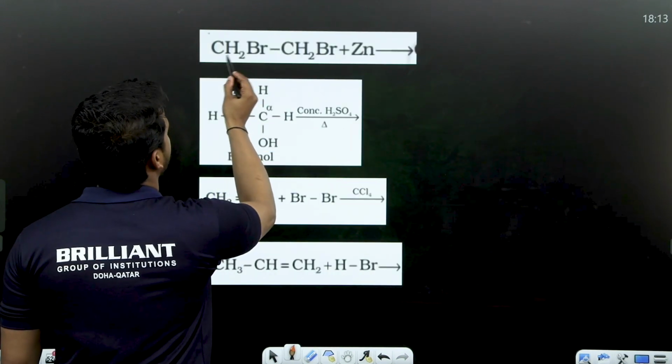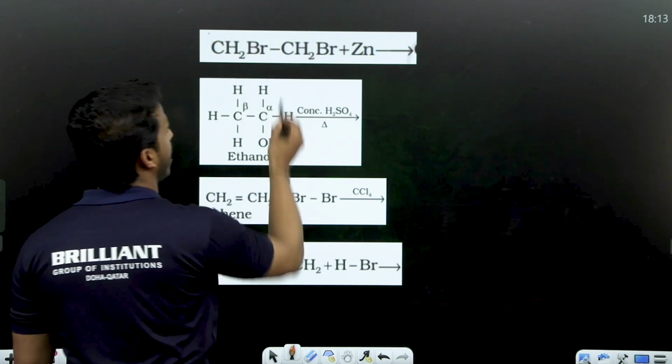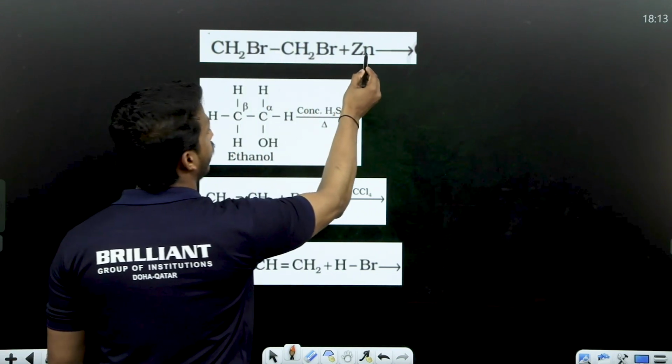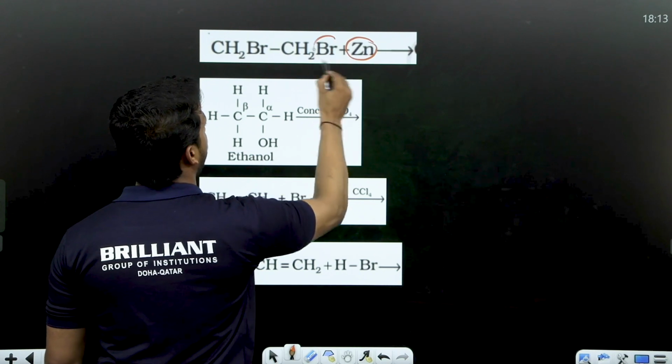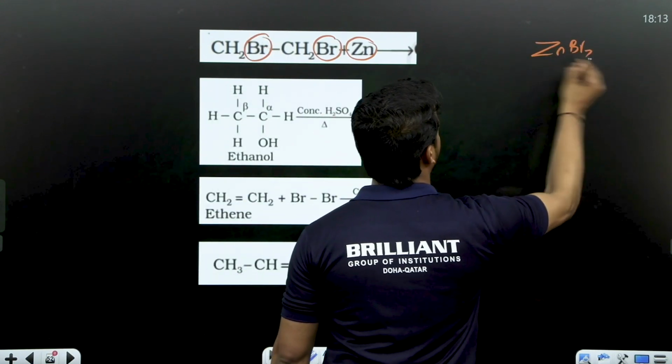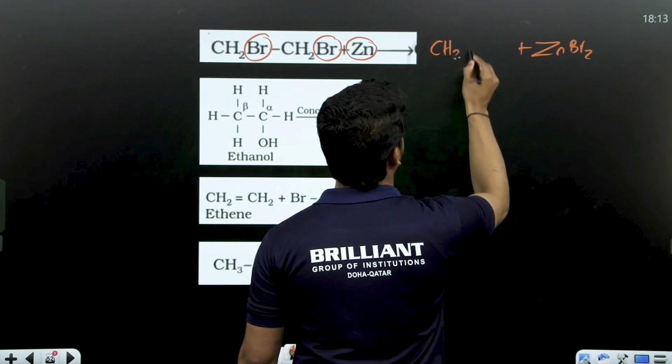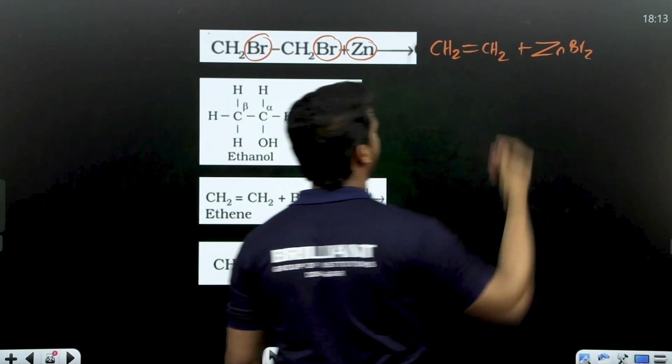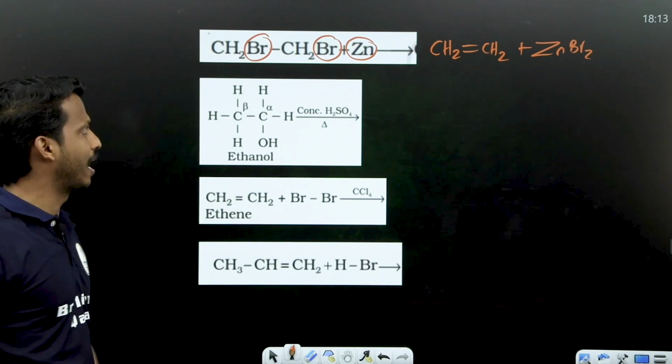Next one. What happened? What is this compound? CH2Br, CH2Br. It's a vicinal dihalide treated with zinc. Zinc will take both of the bromines. You will get ZnBr2 out. What is the product? CH2=CH2. It's a preparation of alkene from vicinal dihalide.